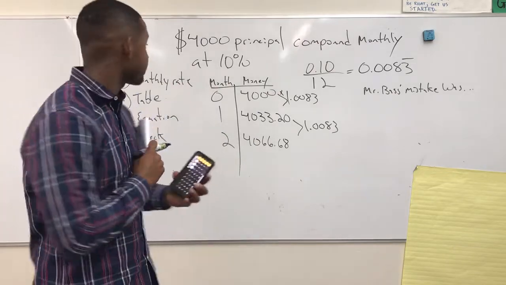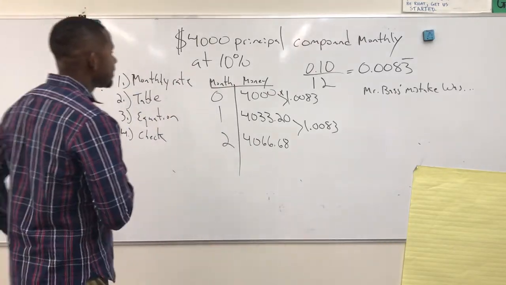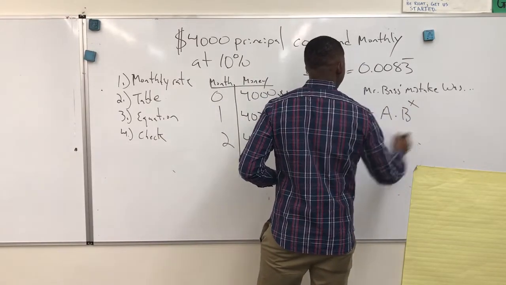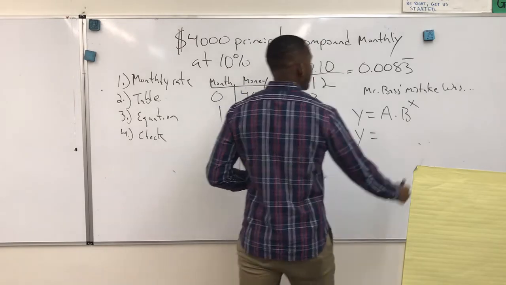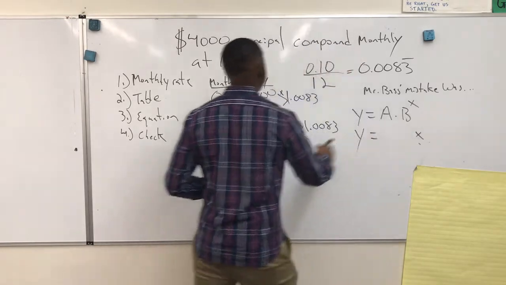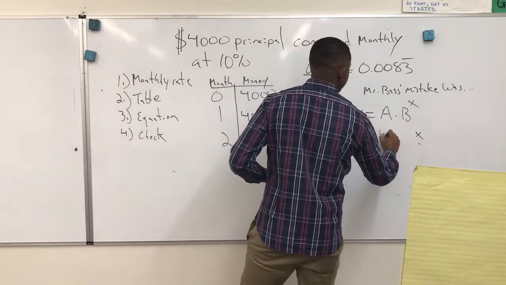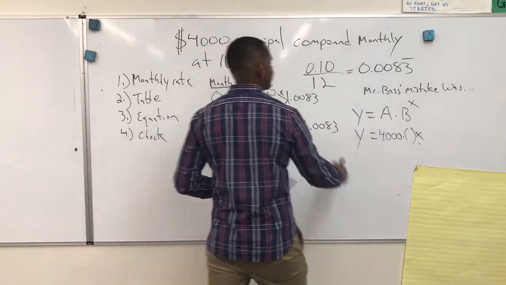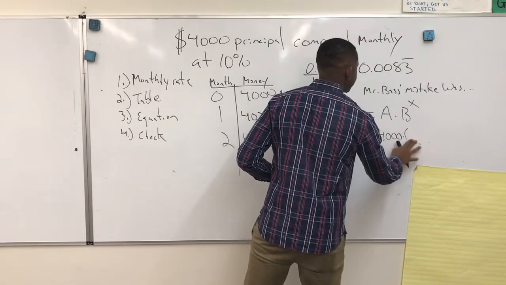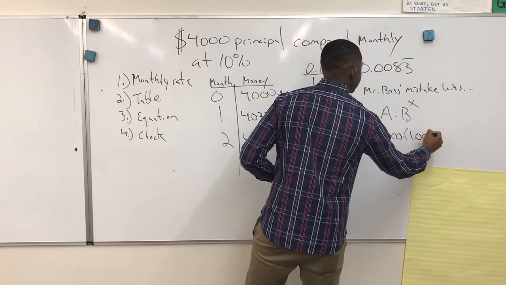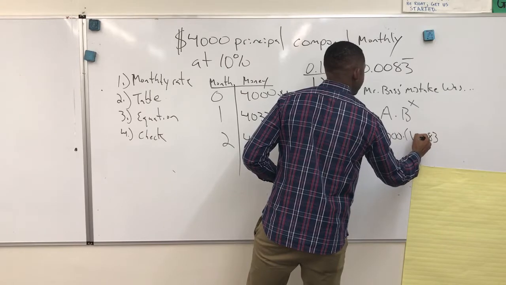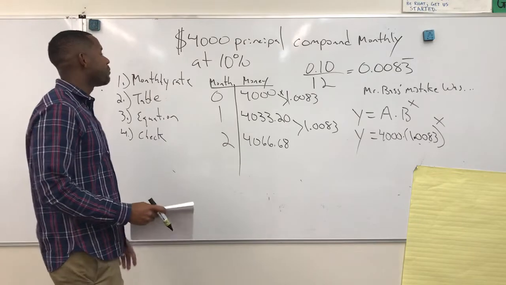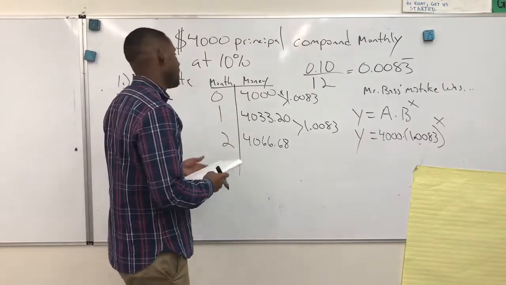So I have a table. Now I got to make an equation. y equals a times b to the x. Well, we don't know y, we don't know x, but we know my initial value is 4,000, and we know my growth rate is 1.0083. So y equals 4,000 times 1.0083 to the x.